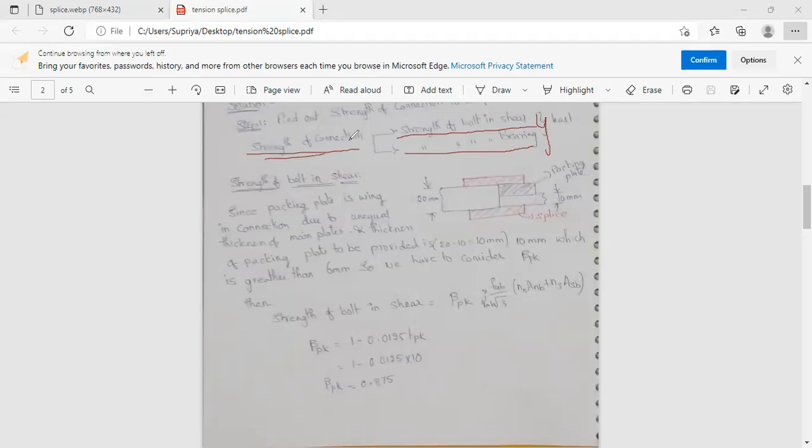We already did this in bolted connections. Find the strength of the bolt in shear and the strength of the bolt in bearing, and whichever is the least is the strength of the connection. So first, the strength of bolt in shear. What is the formula for the strength of bolt in shear?